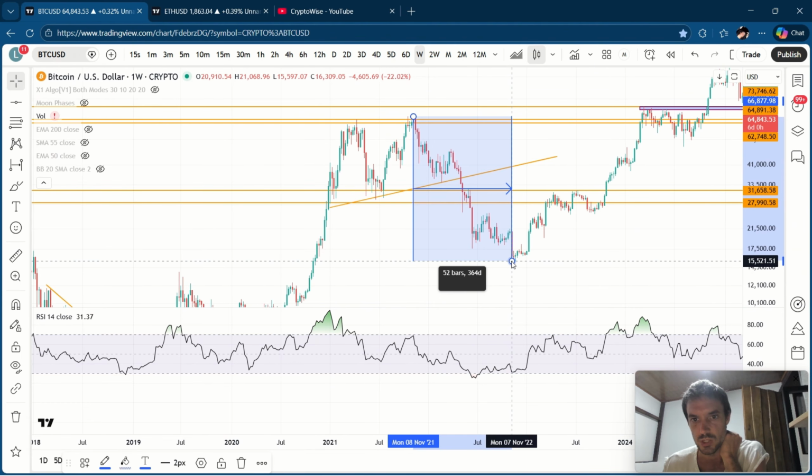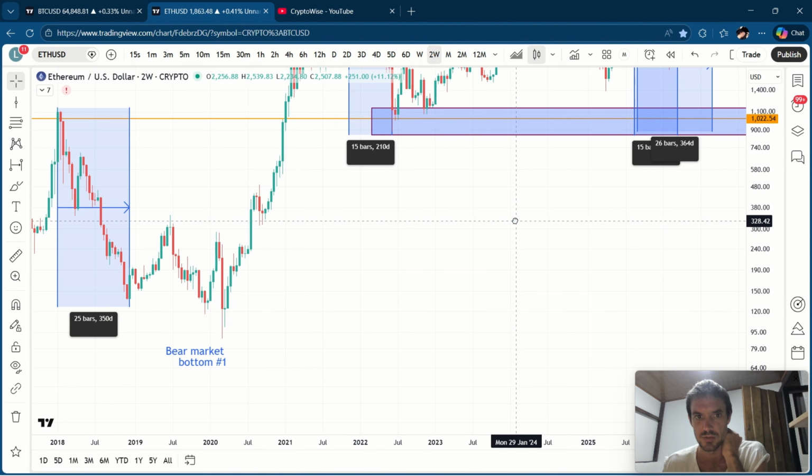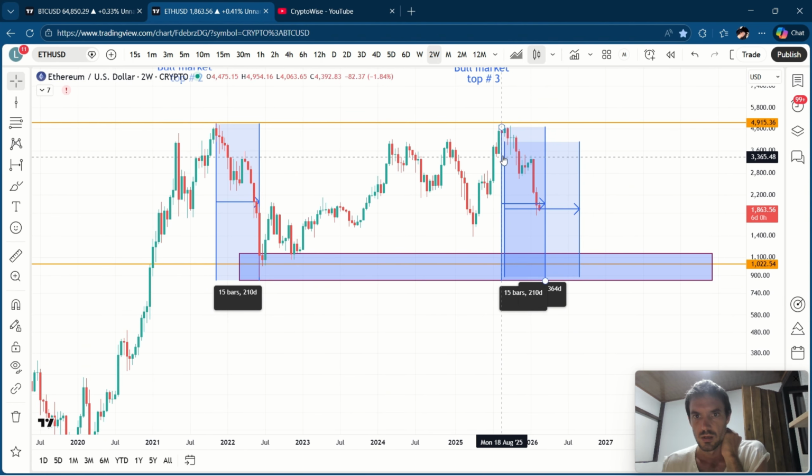It would make more sense if this was the top. This was 364 days. Yeah, that would line up better with the Bitcoin analysis. But because we're going by the data, we're just going to assume that this is the top here. So I'm going to do 364 days, and this one over here, 364 days. I'm going to do it like this for now.